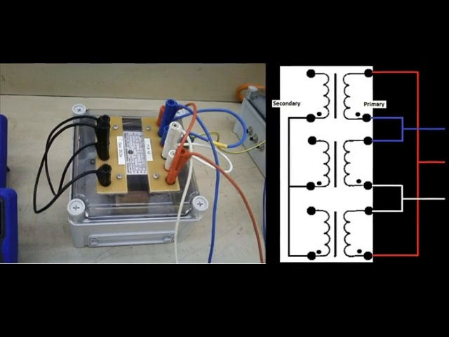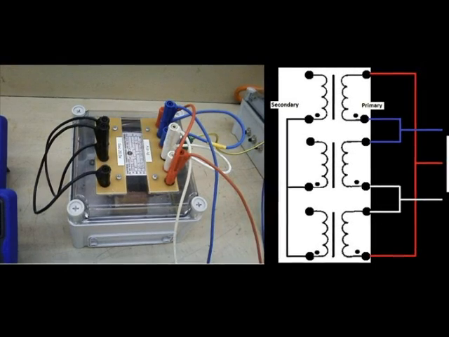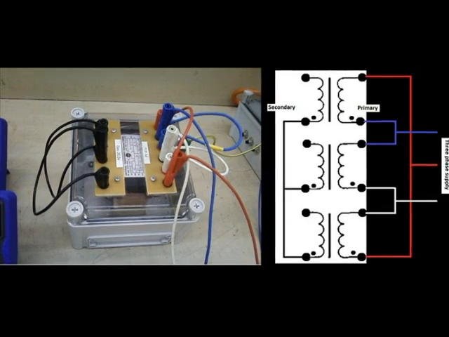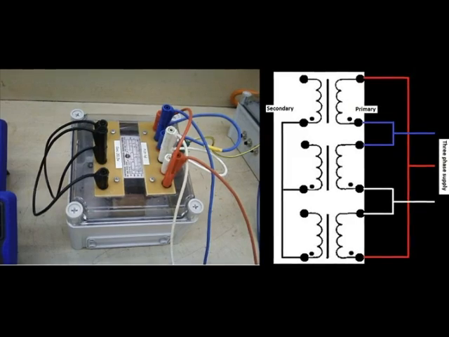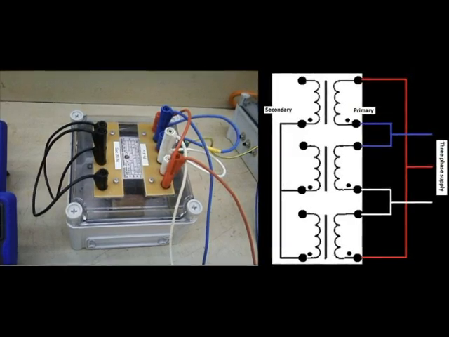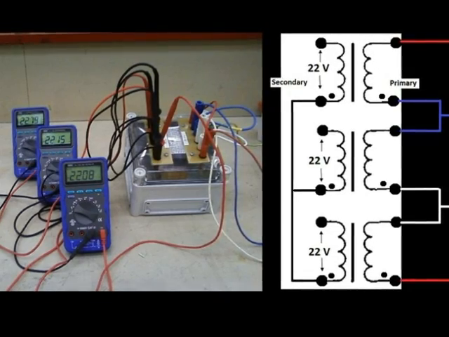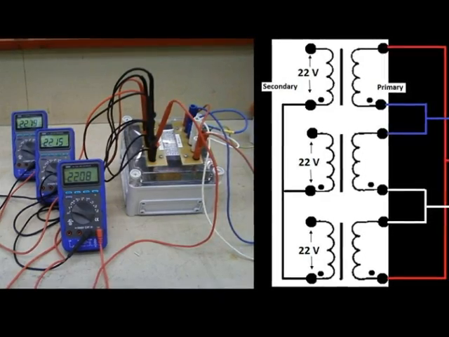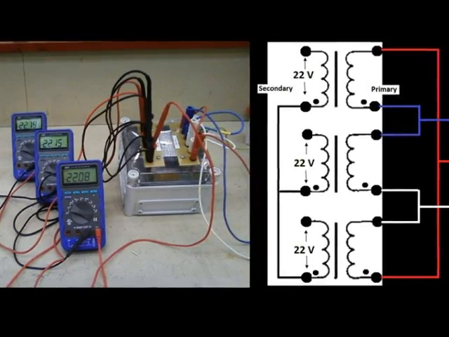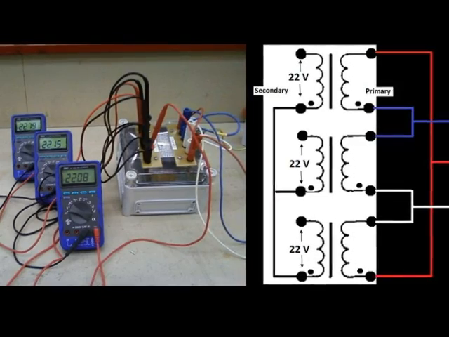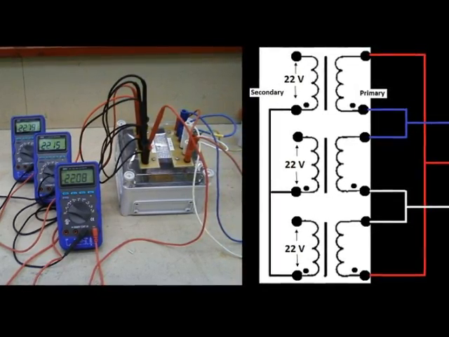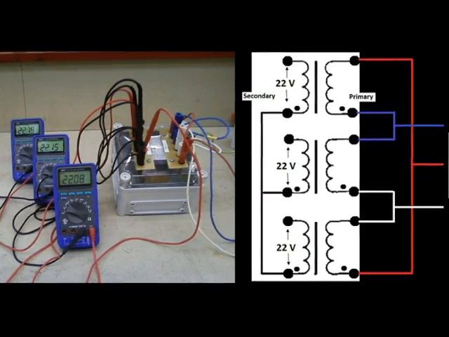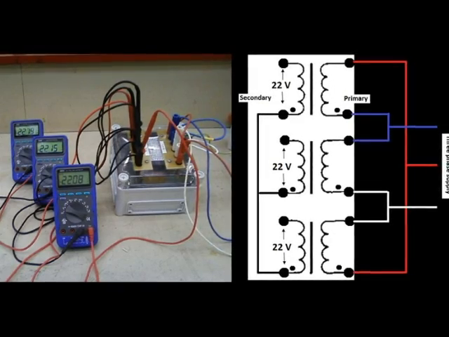On the secondary here, we're looking at a star connection. As you can see, we've indicated on the drawing that we've connected the star connection with the similar ends joined. To do a voltage check to test our star secondary, here we're checking each of the phase voltages. And as you can see from the readings on the meters, we're getting about 22 volts, which is a balanced reading on each of the phase voltages.